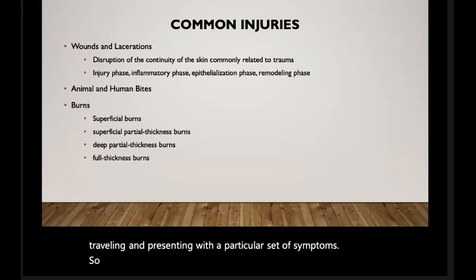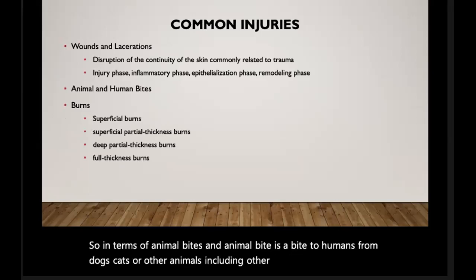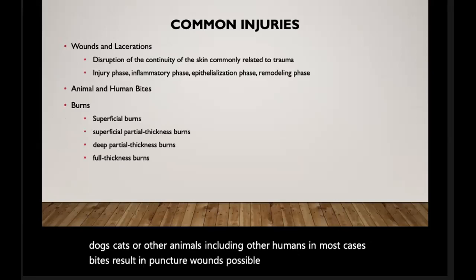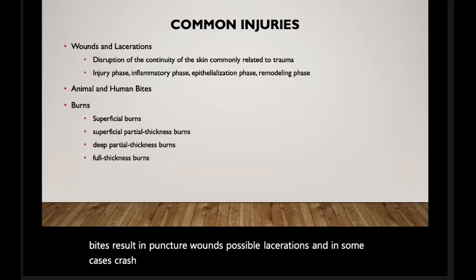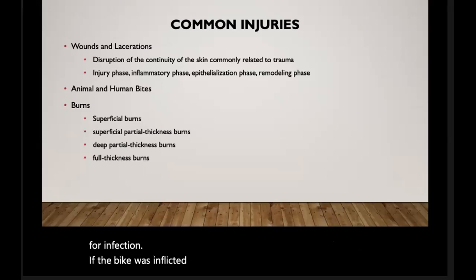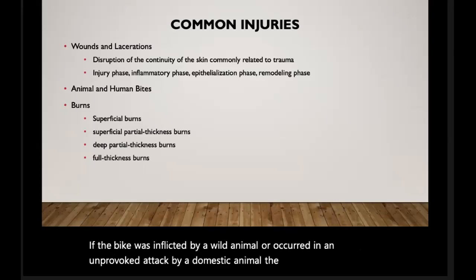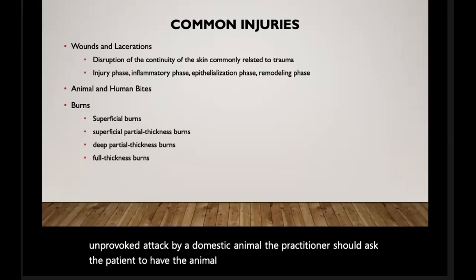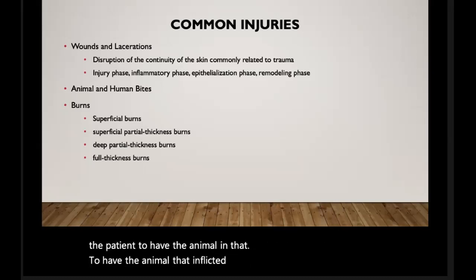So, in terms of animal bites, an animal bite is a bite to humans from dogs, cats, or other animals, including other humans. In most cases, bites result in puncture wounds, possible lacerations, and in some cases, crush injuries. All bites, regardless of the source, are considered to be contaminated wounds and have a substantial risk for infection. If the bite was inflicted by a wild animal or occurred in an unprovoked attack by a domestic animal, the practitioner should ask the patient to have the animal that inflicted the bite evaluated for rabies.